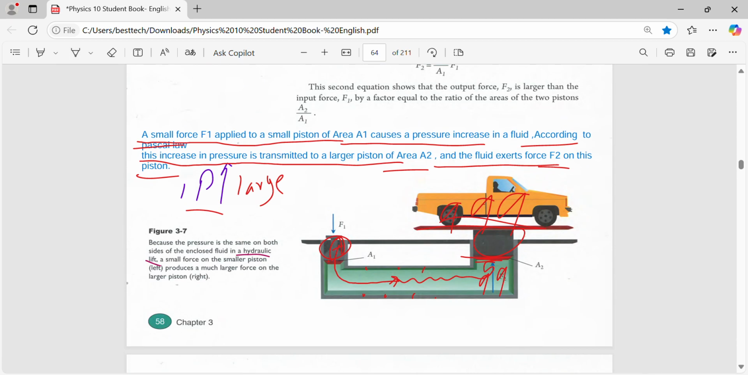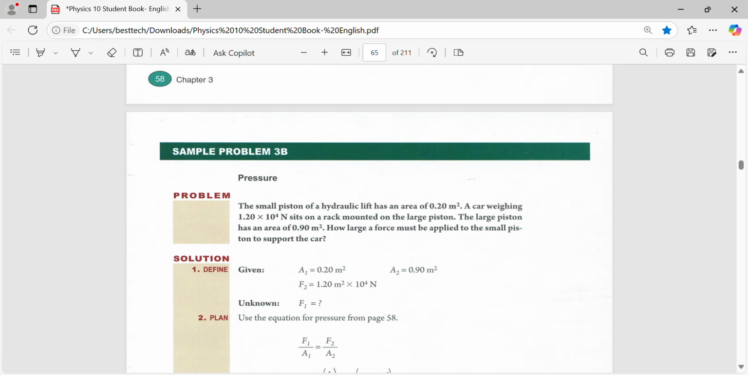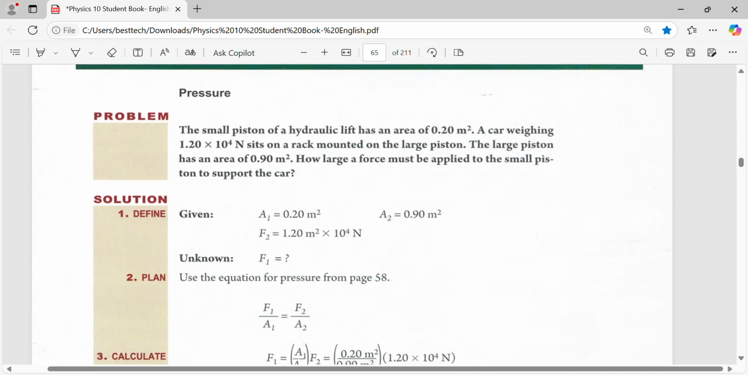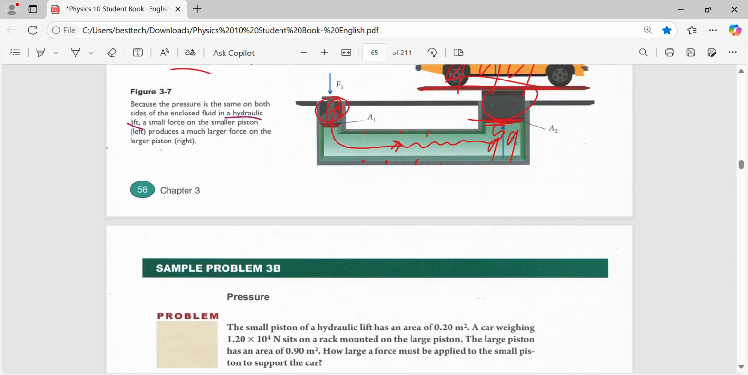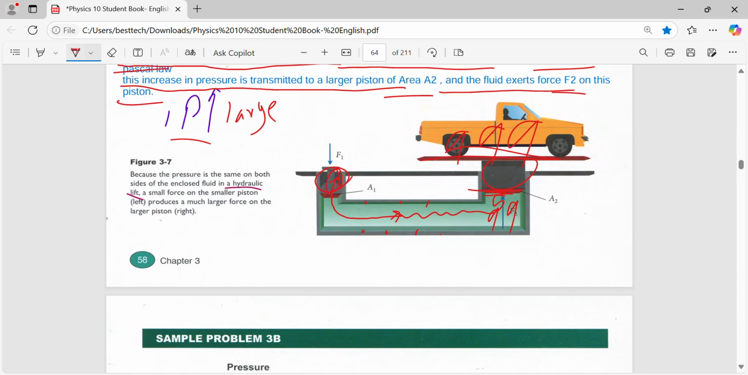Okay, guys, this is Pascal's principle in general, even though it's all written here. We have a relation between pressure and force to solve some examples. As we said, on both sides of the piston we have the same pressure. So pressure number 1 is equal to pressure number 2. And we know that pressure is equal to what?